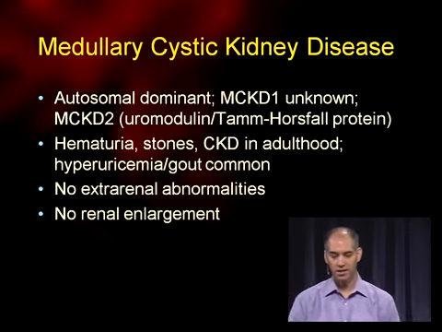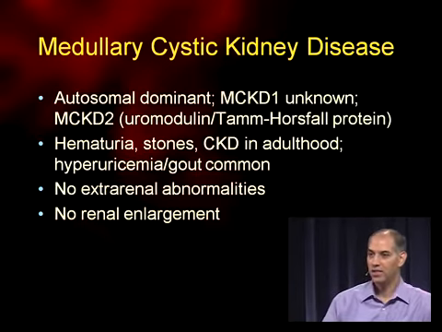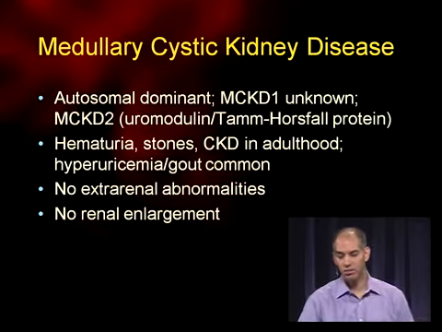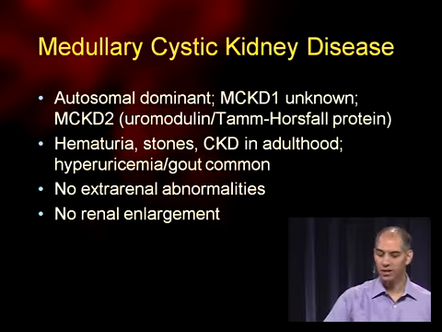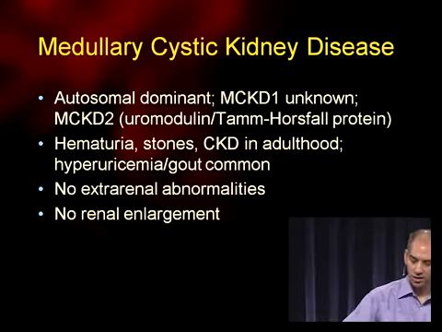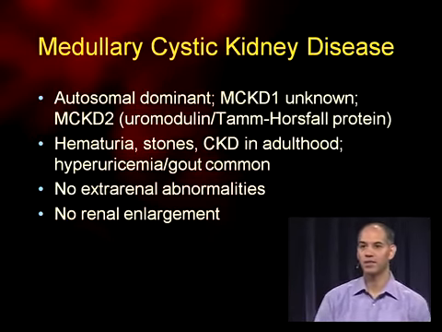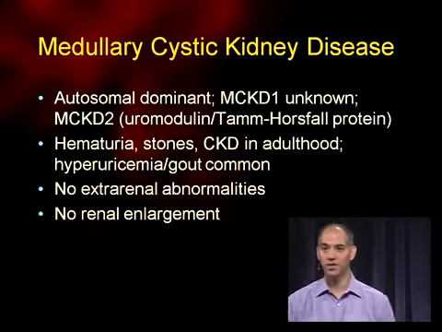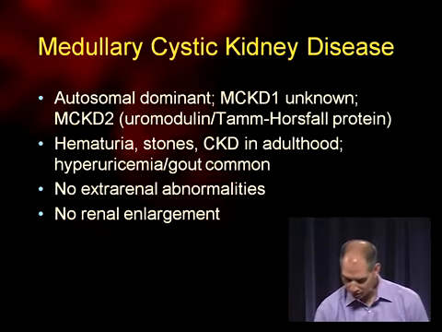Medullary cystic kidney disease is an autosomal dominant condition. MCKD1, we don't know what the protein is, but MCKD2, we know makes uromodulin, which is a Tamm-Horsfall protein. The kids present with hematuria, they present with stones, and they get, again, chronic kidney disease in adulthood. There are not any extrarenal abnormalities like some of the other cystic kidney disease. These are specifically kidney-related disorders, and their kidneys are normal size. So unlike ARPKD and ADPKD, where the kidneys are big, these are normal-sized kidneys.